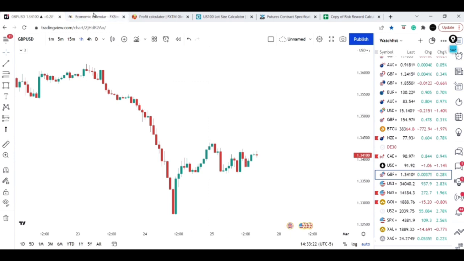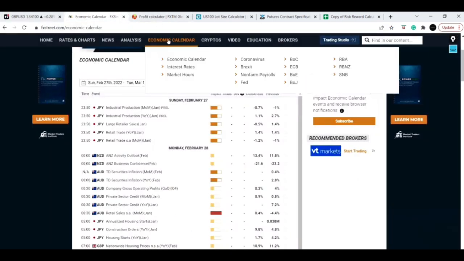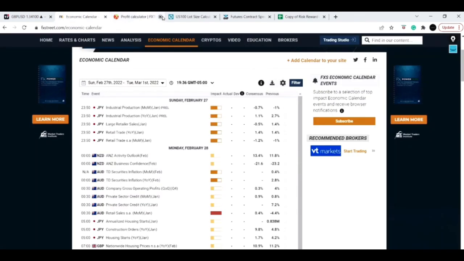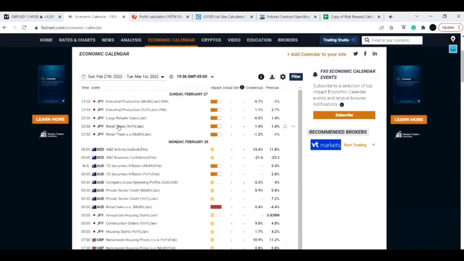You can go to forexstreet.com, and when you go to forexstreet.com, let's go to the calendar right here. And once you go to the calendar, actually let me click that off. Just scroll down, and when you scroll down, it's going to show you the dates. So this Sunday right here, February 27th.